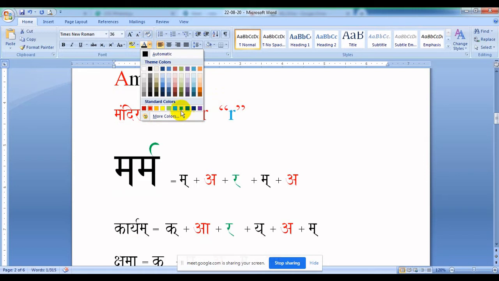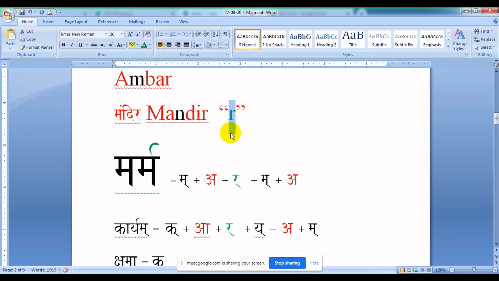Okay, let me write it in green. So this is the sign of R. Now, how to pronounce it? This is called refa in Sanskrit, that is called ra, half ra. How to pronounce it? When to pronounce this? Before what? After what? That we will understand. And this is going to be the only way that you will learn and use it in future.